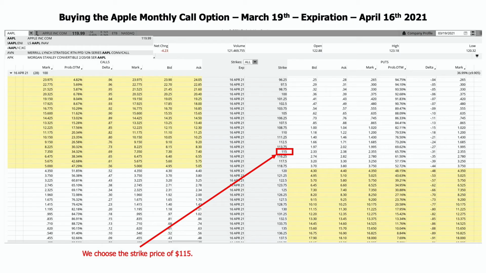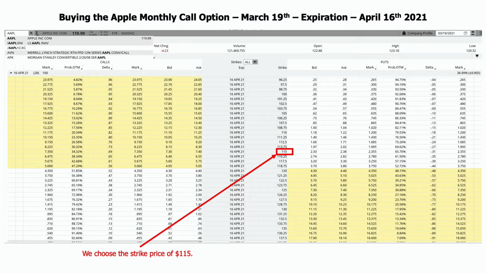Let's look now at a couple of real examples, just so you get an idea of how this works. Now we'll take a look at buying a call option for Apple. Here we're buying the Apple monthly call option on March the 19th with the expiration on April the 16th. You can do options contracts for different periods of time. I normally look at the monthly ones, but I think you can get them up until a couple of years out. In this case, we're going to choose the strike price of $115.